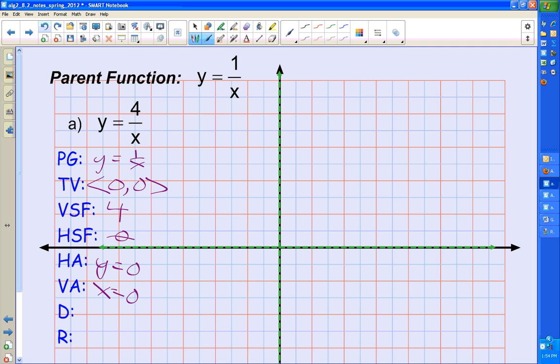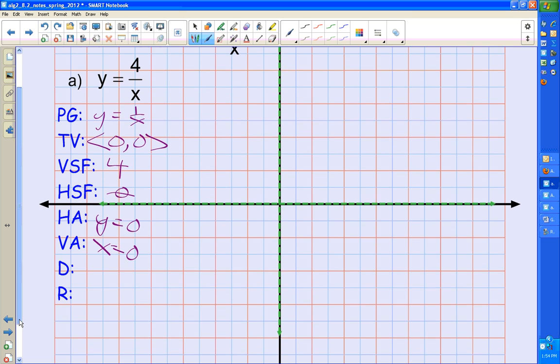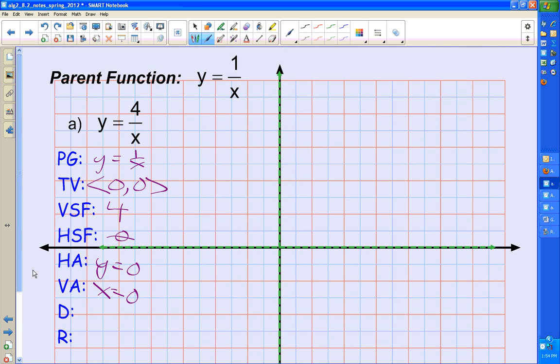Now the domain does not equal 0. So it's infinity. It's not infinity and infinity. Let's graph it first. Normally in the parent graph, it's right 1, up 1. We're going to go right 1, up 4. So we're right here. And from that point, you're going to push the asymptote going up.